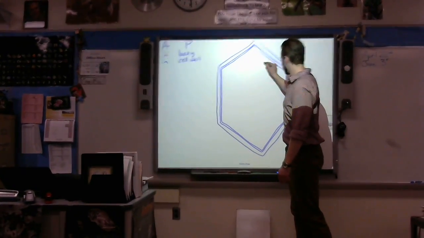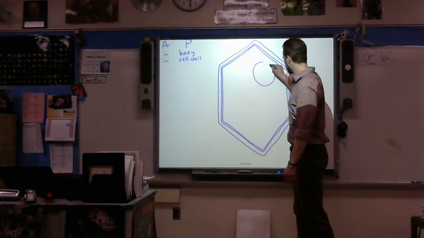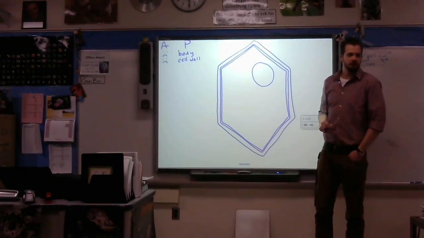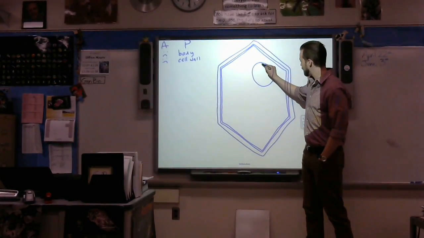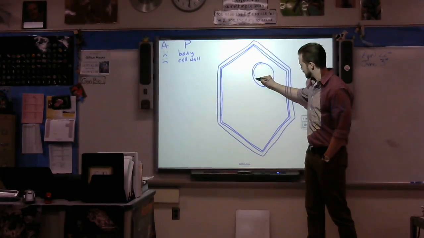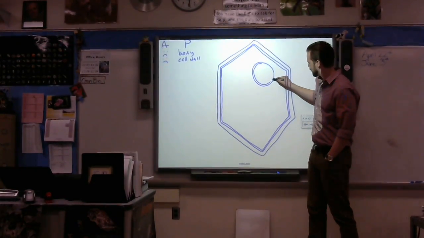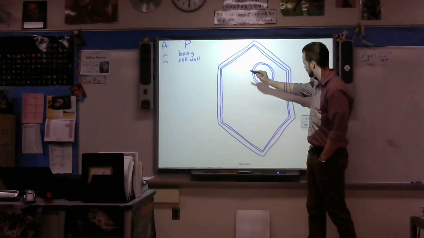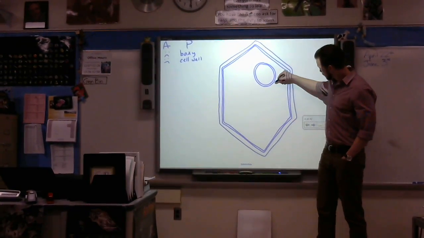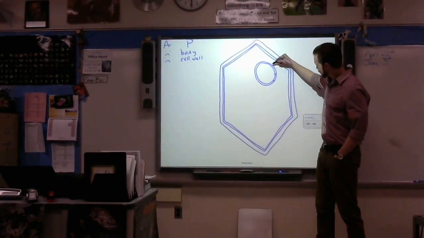So let's go ahead and give this puppy a nucleus. A nucleus is one of the structures in the cell that has 2 membranes. The other structures in the cell that have two membranes are mitochondria and chloroplasts, both of which will be in this plant cell. The nucleus also has these nuclear pores.